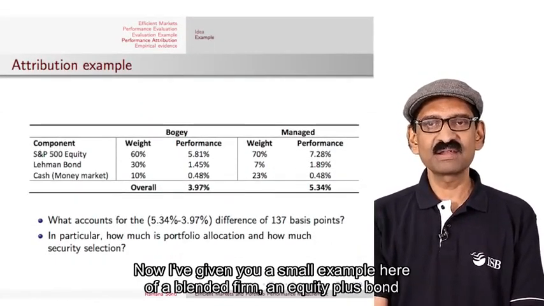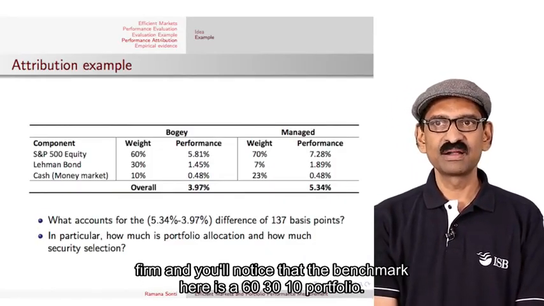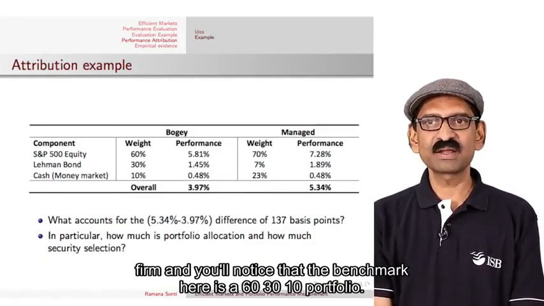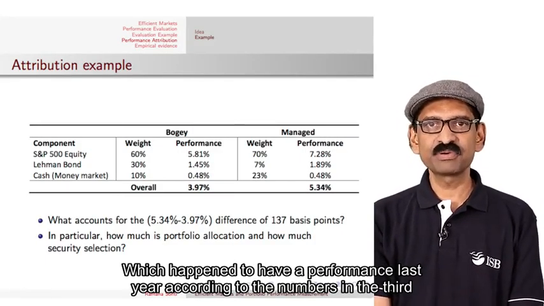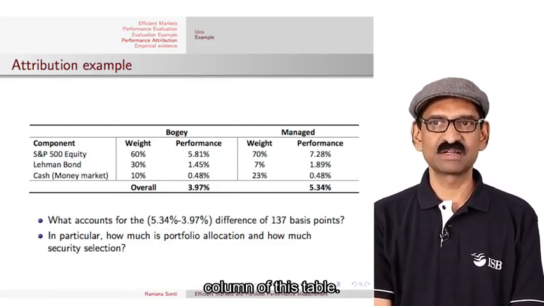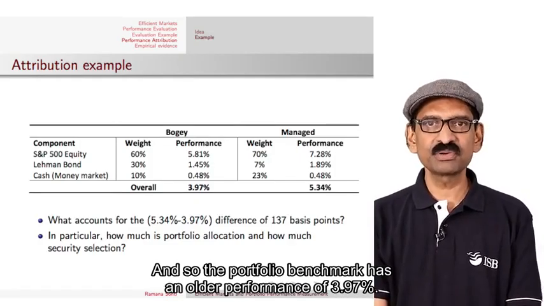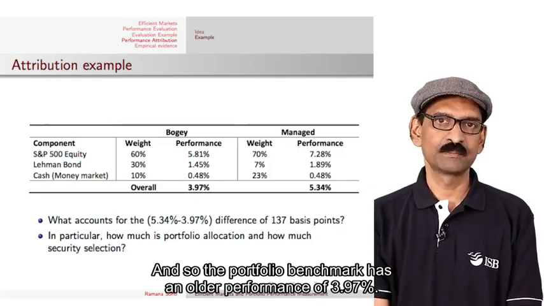Now, I've given you a small example here of a blended fund, an equity plus bond fund, and you will notice that the benchmark here is a 60-30-10 portfolio, which happened to have a performance last year according to the numbers in the third column of this table. And so the portfolio benchmark has an overall performance of 3.97%.